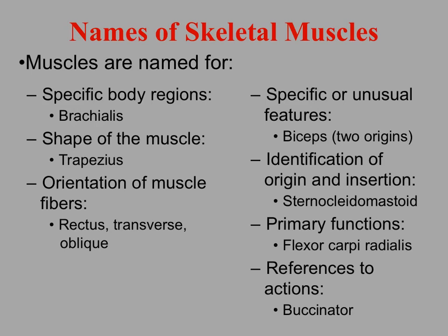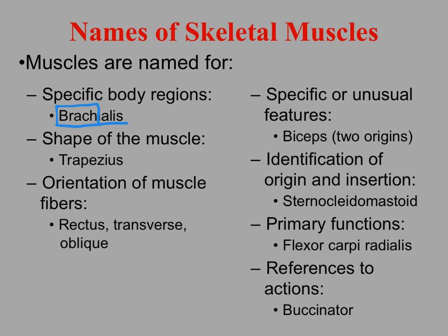Every muscle name tells a story. It would be really nice if muscles were all named using one single way, but that's not how it works. There are a few different ways in which muscles get their names. They are named, in some cases, for the specific body region. So the brachialis muscle, the root there is brachium. So you know where to find that. It's going to be near the brachium.